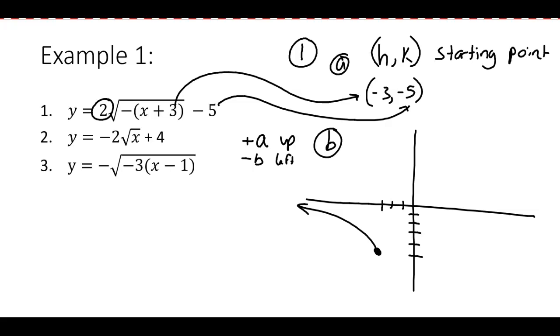So, step one, write your starting point, but don't forget to switch the sign of the h. Step two, plot your point and get the direction on there. And you're good to go. Let's do another one here. Can I erase? Any objections?